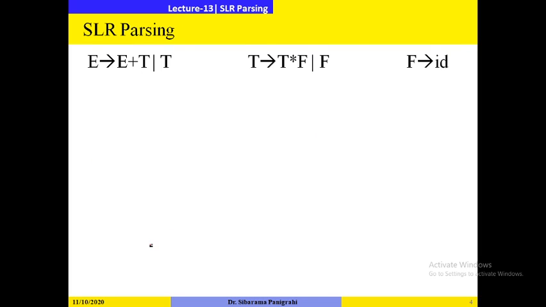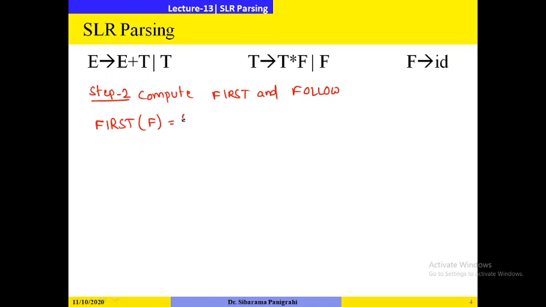Next we will go through step number 2. In step number 2 we will compute the first and follow of all the non-terminals. So let me compute the first and follow of this grammar. First let me compute the first. I have to start from first of F. First of F is nothing but ID. Those who have forgotten how to compute first and follow, please go through the lectures where I have told you how to compute the first and follow.